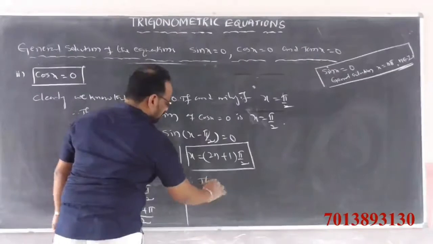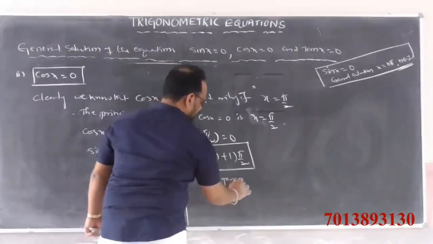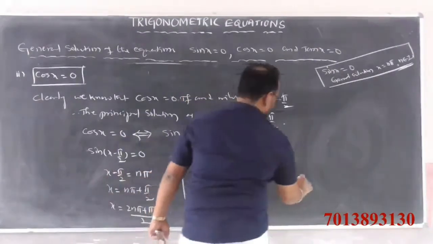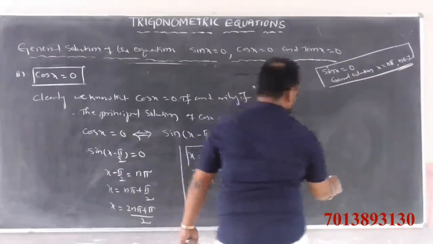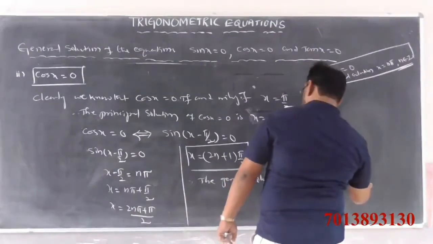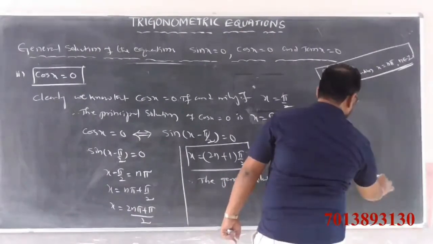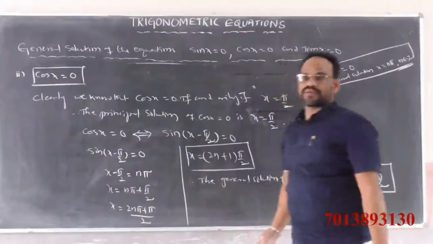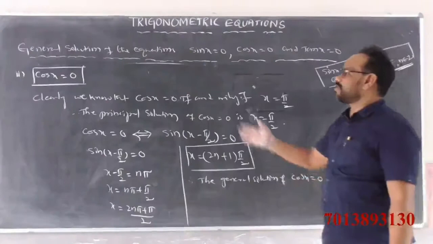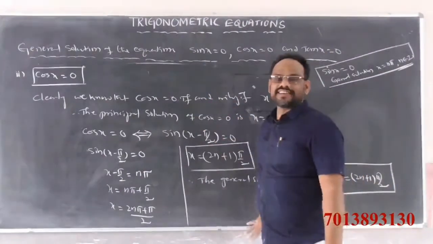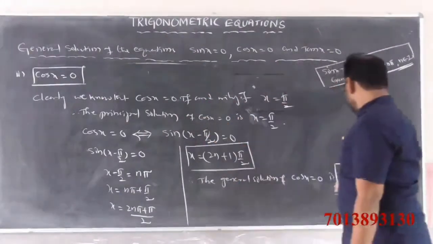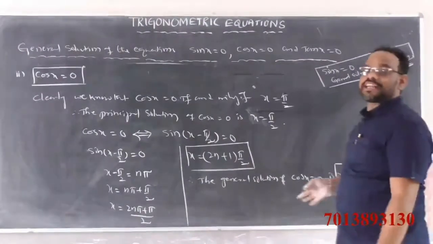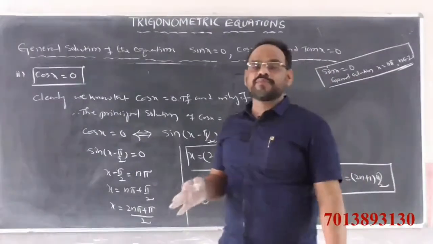Therefore, the general solution of cos x is equal to 0 is x is equal to 2n plus 1 into pi by 2. What is the general solution? General solution of cos x is equal to 0 is x is equal to 2n plus 1 into pi by 2. That means odd multiples of pi by 2.